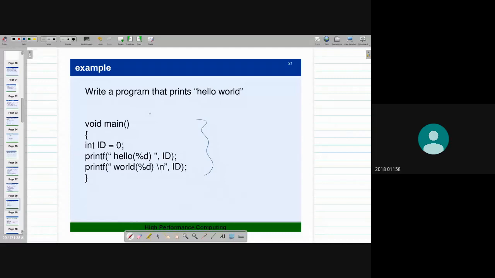Including the library and then writing the pragma. Good. First you have to include the header file, and then what pragmas will you write here?